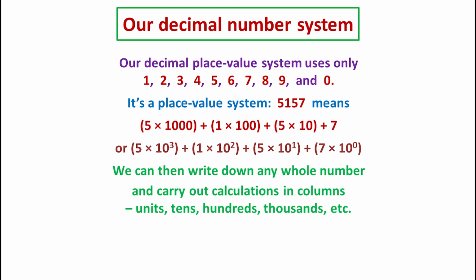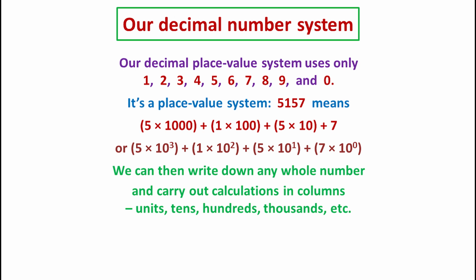For example, the decimal number 5,157 means 5,000, 100, 5 tens and 7 ones, or 5 times 10 cubed plus 1 times 10 squared plus 5 times 10 to the 1 plus 7. Here the numeral 5 plays two different roles depending on its position, as 5 thousands and as 5 tens. And the advantage of such a place value system is that we can then write down any whole number however large and carry out our number calculations column by column.